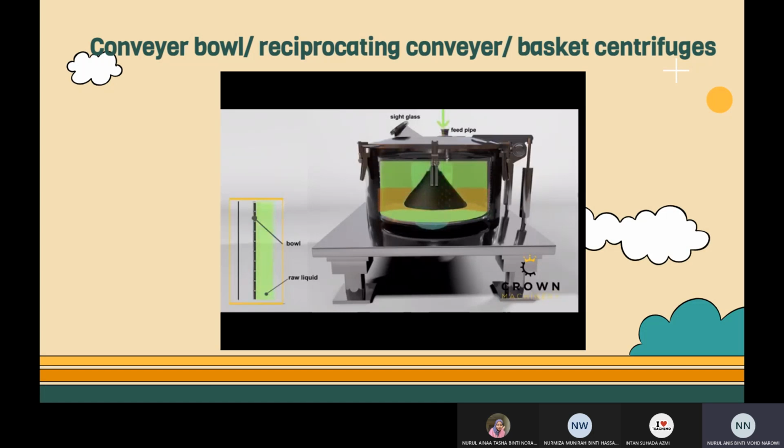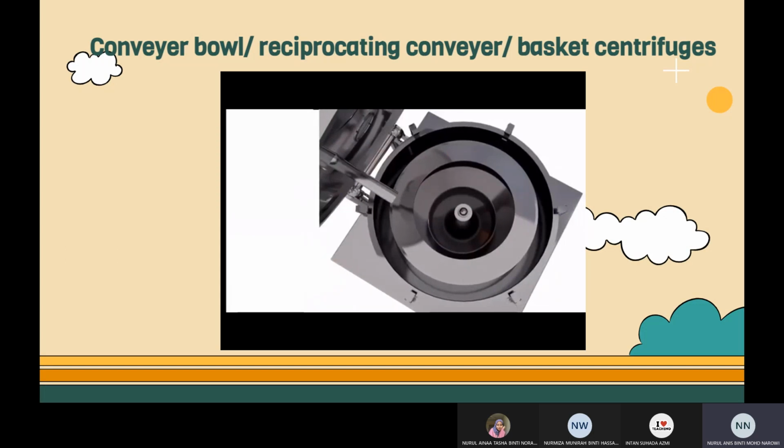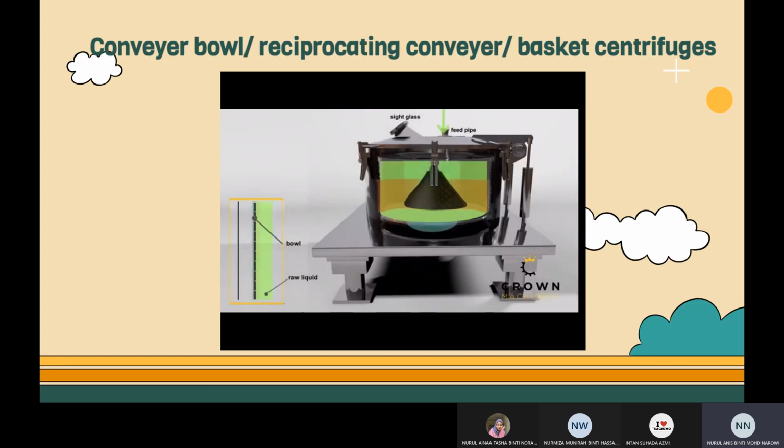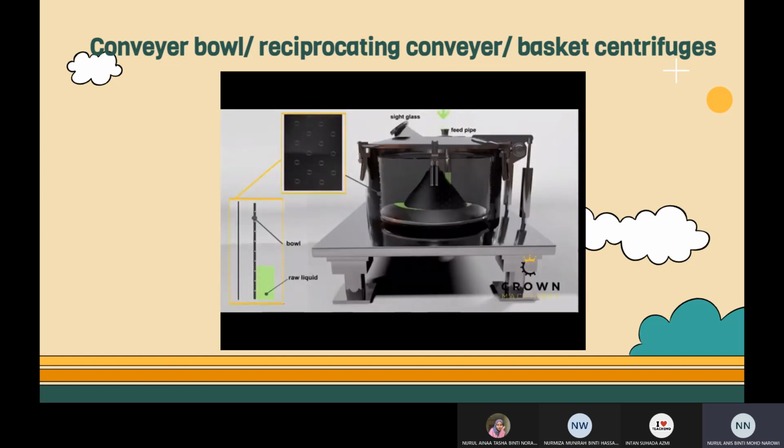The basket centrifuge has a perforated basket lined with a filtering medium, which rotates at 2000 rpm. Separation occurs in cycles, which last from 5 to 30 minutes. In the three stages of the cycle, the feed liquid first enters the slowly rotating bowl. The speed is then increased, and separation takes place. Finally, the speed of the bowl is reduced and the cake is discharged through the base.